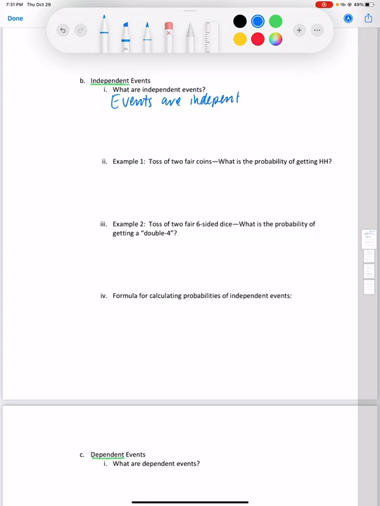So events are independent if the occurrence of one does not affect the probability of the other occurring.